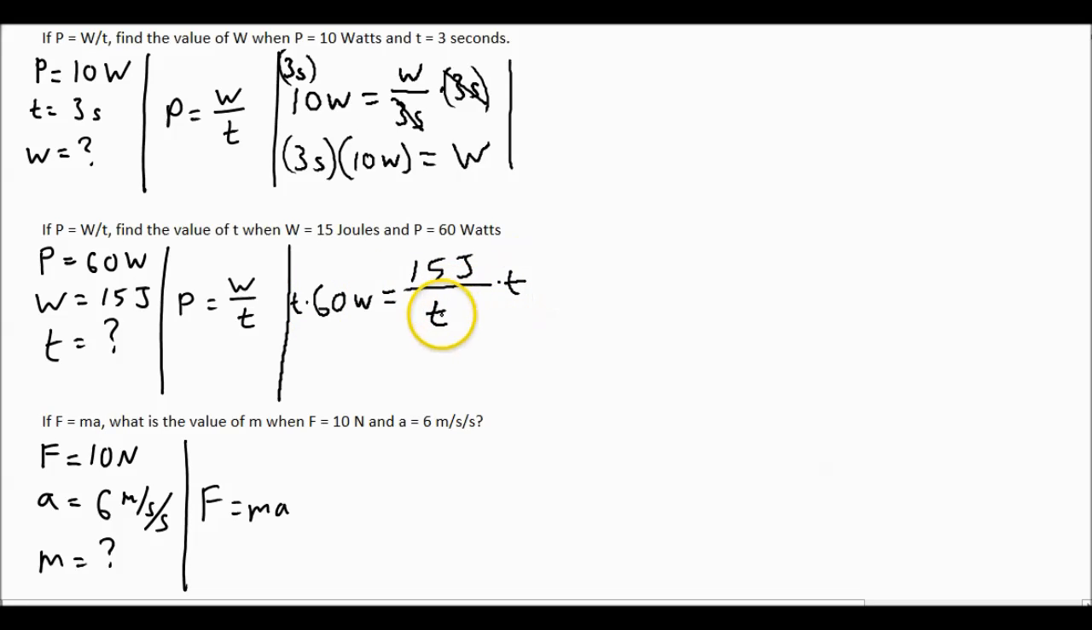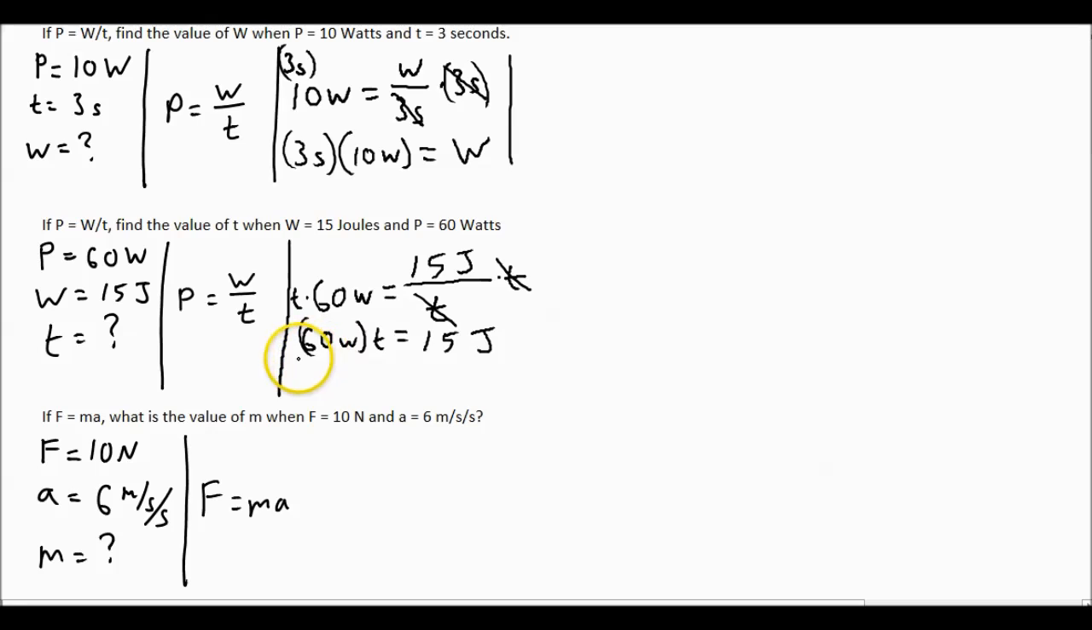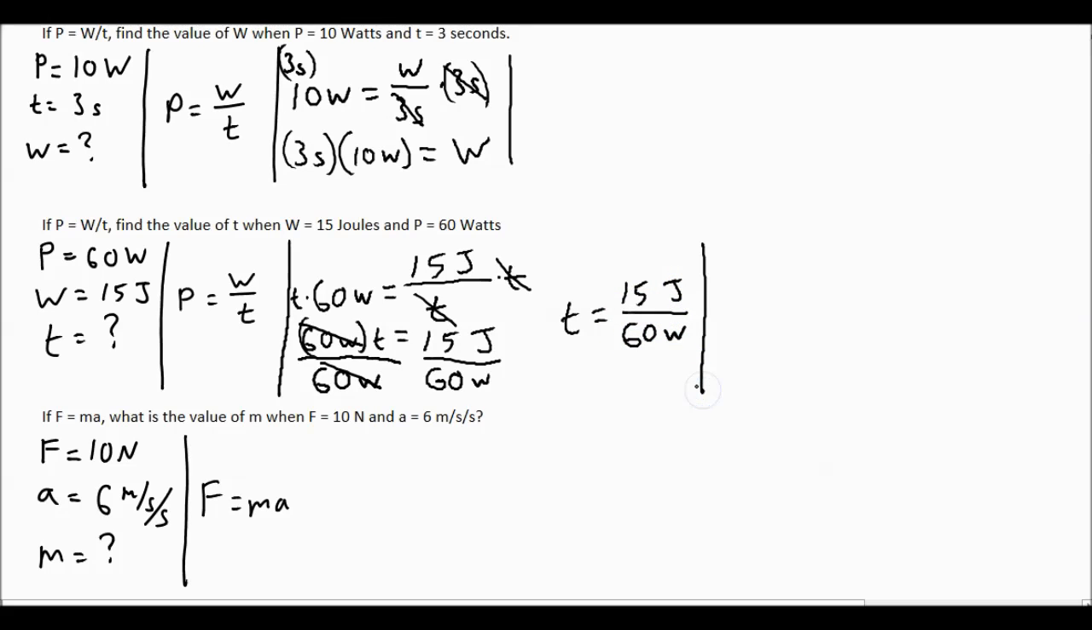In this case, time divided by time will cancel out, and now we have 60 watts times time is equal to 15 joules. Time is still not by itself, and so we need to divide both sides by the 60 watts to make sure time is by itself. In this case, the 60 watts will cancel out, and we'll find that time is going to be equal to 15J divided by 60W. And now we can go on to our final step to solve.